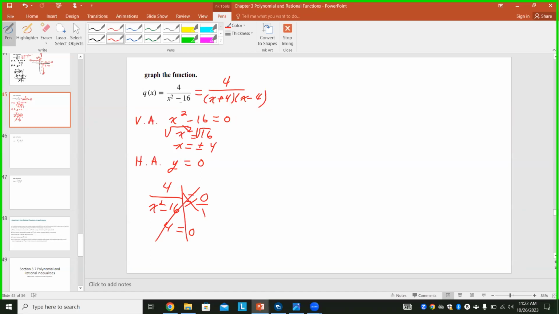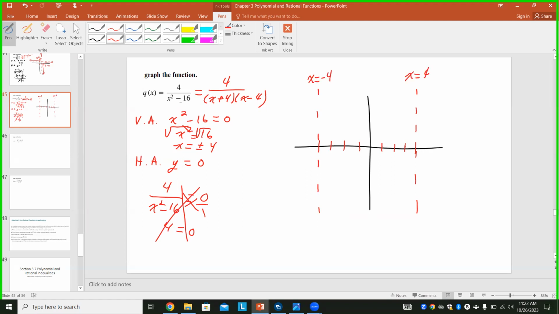So that's good. Now I'm ready to graph it fully. For the vertical asymptotes, I have it at 1, 2, 3, 4, and 1, 2, 3, 4. So that tells me I have an asymptote at -4 and at 4. And then I have a horizontal asymptote at y equals 0, and the graph at no point crosses the horizontal asymptote. So I have 3 branches, and I have to figure out where they go.